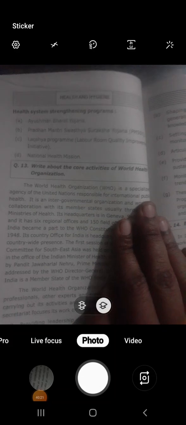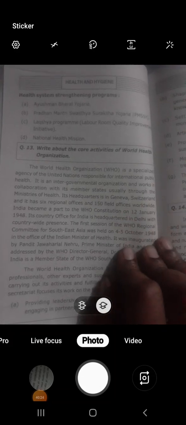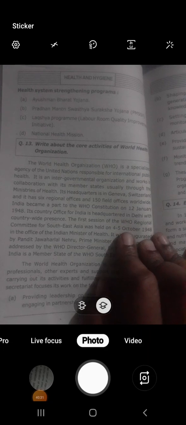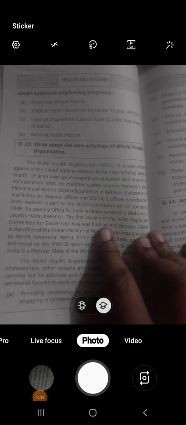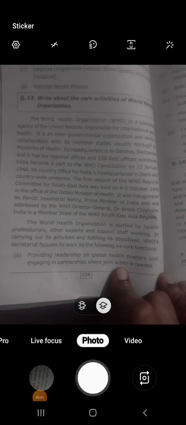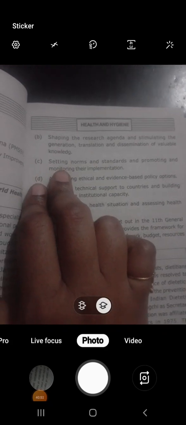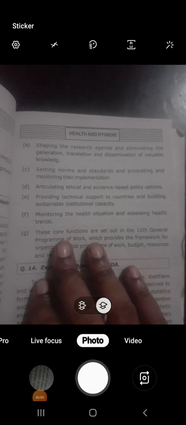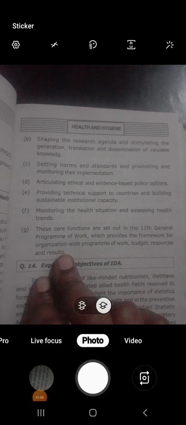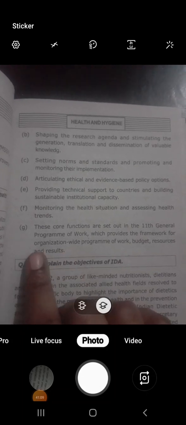Next, we are having the core activities of the World Health Organization. The activities we are going to have are, mainly, headquarters in Geneva, Switzerland, 150 field offices worldwide, established 7th April 1948. It is staffed by health professionals, providing leadership on global health matters and engaging in partnerships where joint action is needed, shaping the research agenda, stimulating the generation and translation of knowledge, setting norms and standards and promoting and monitoring their implementation, articulating ethical and evidence-based policy options, providing technical support to countries, and monitoring the health situation and assessing health trends. Core functions are set out in the 11th General Programme of Work.